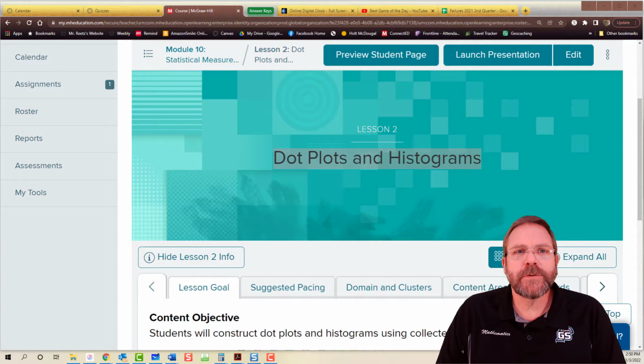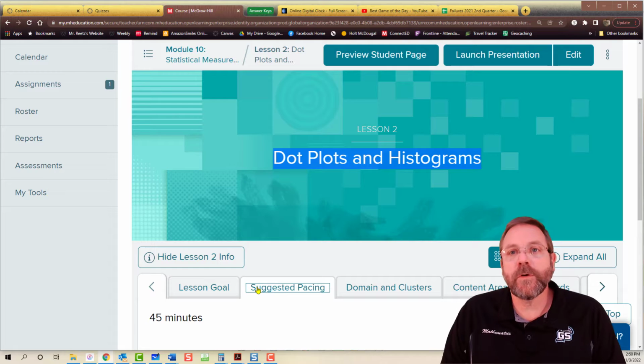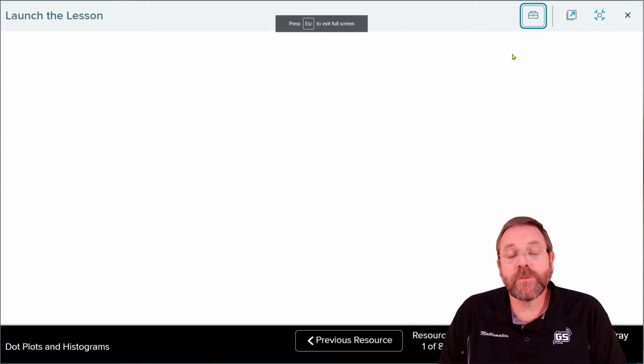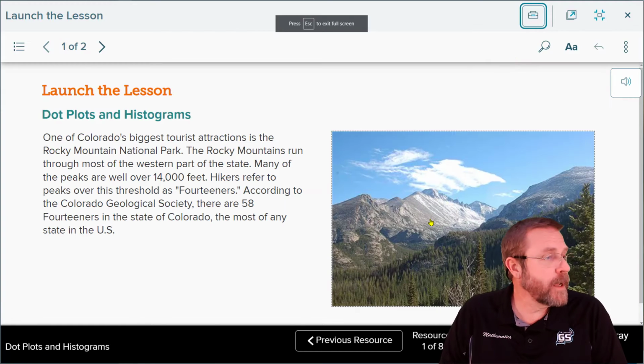Module 10, Lesson 2 covers dot plots and histograms. According to the textbook, this is a single-day lesson, and considering they only have 8 resources in it, that's probably going to be pretty accurate.